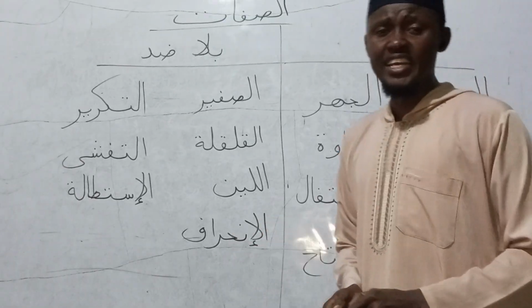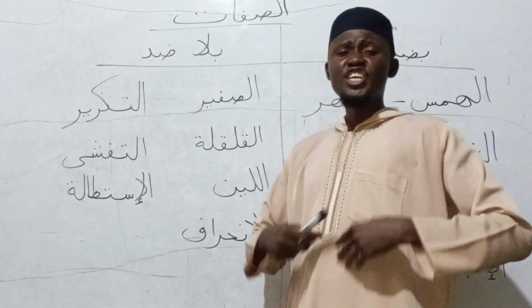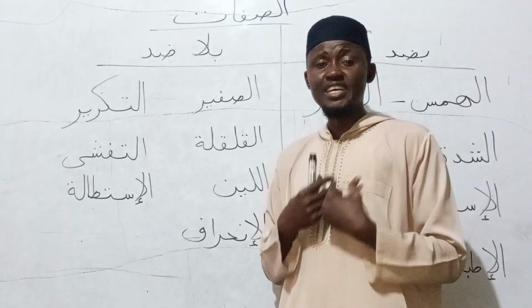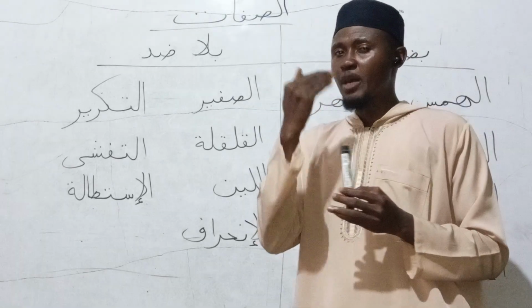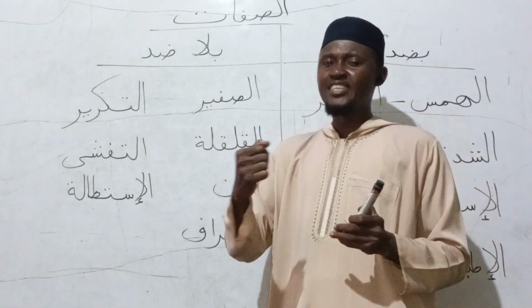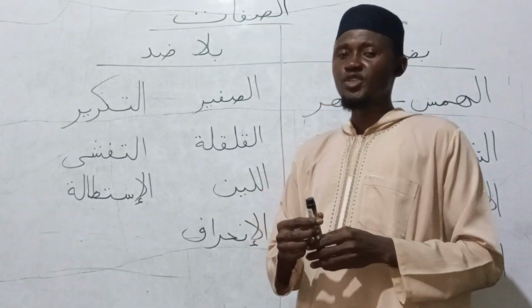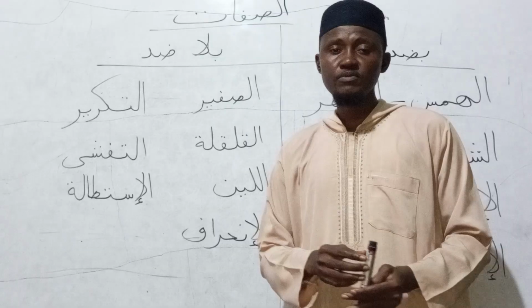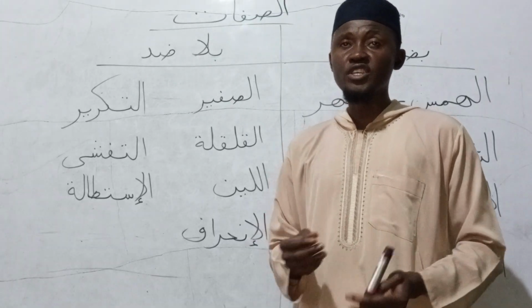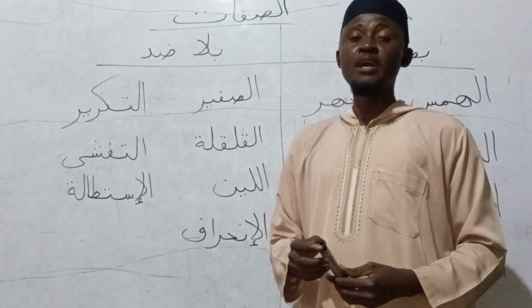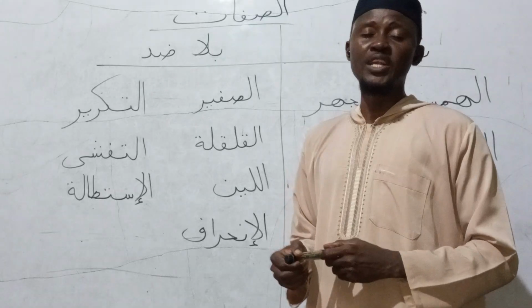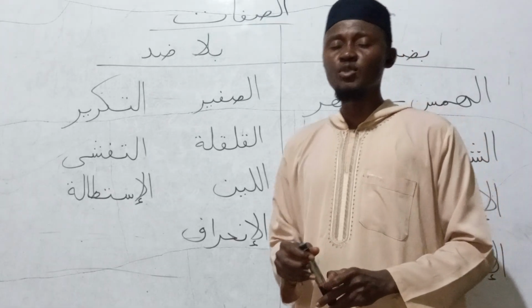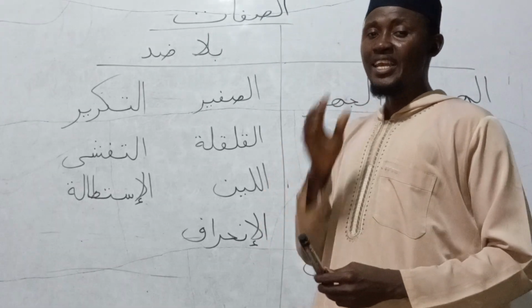Now the next one is al-inhiraf. Al-inhiraf is deflection. The letters that when you articulate them, they start from their point of articulation and then they are deflected away from that point of articulation. The letters that have this attribute are lam and ra. Example in Sifatul-Huruf: Lam yalid wa lam yulad.